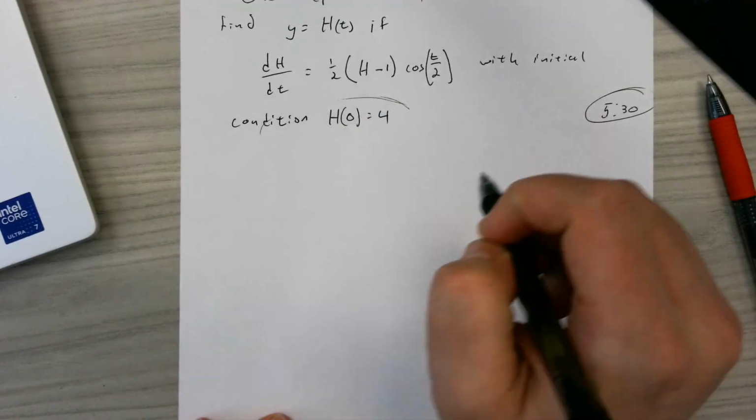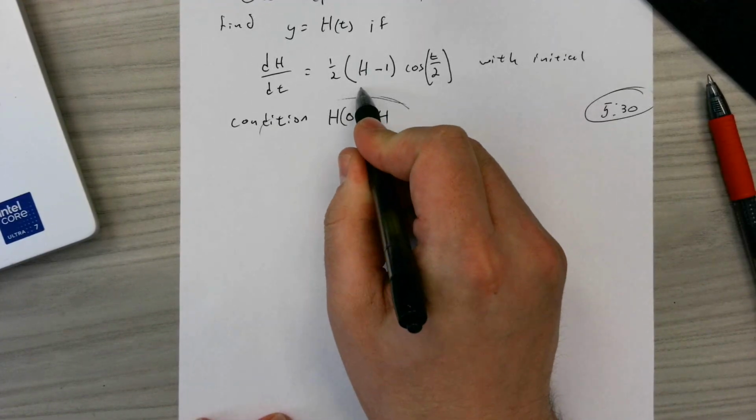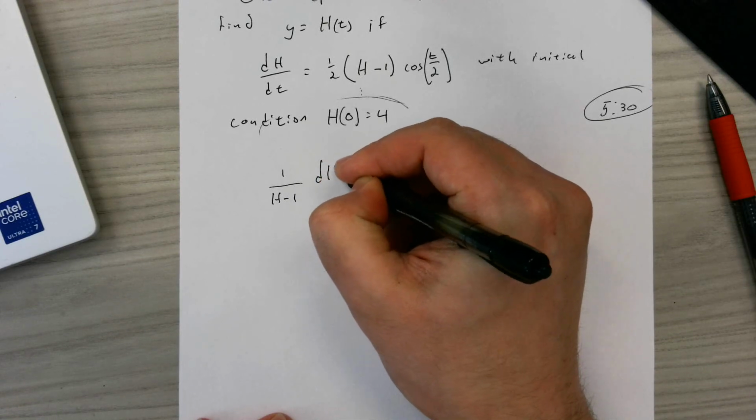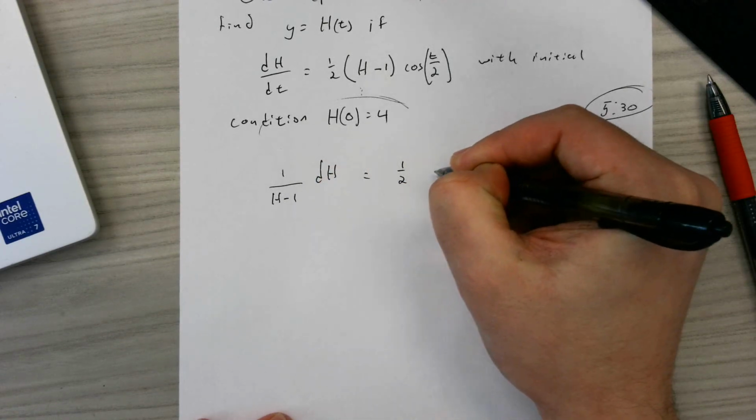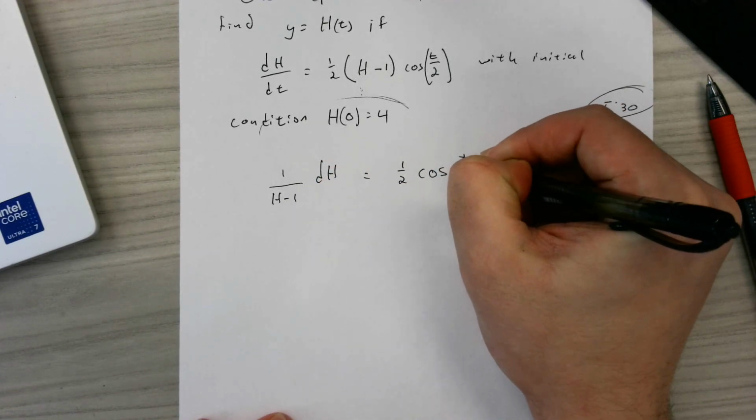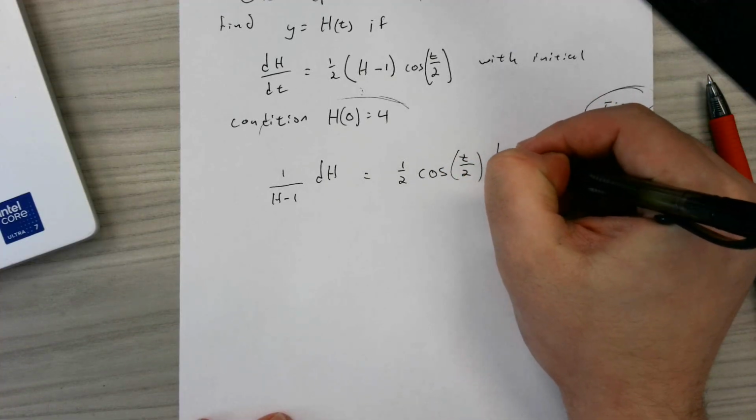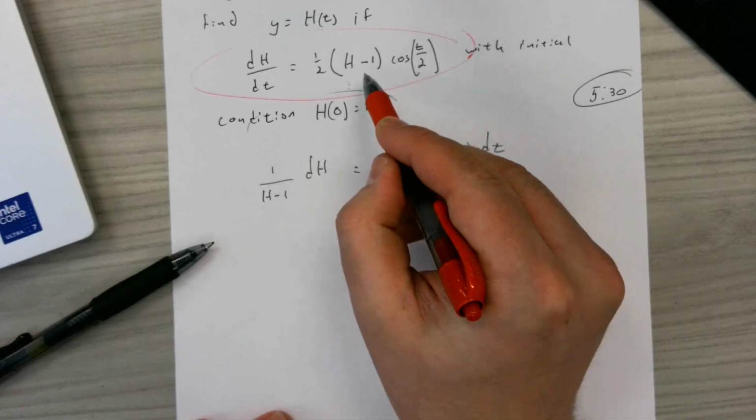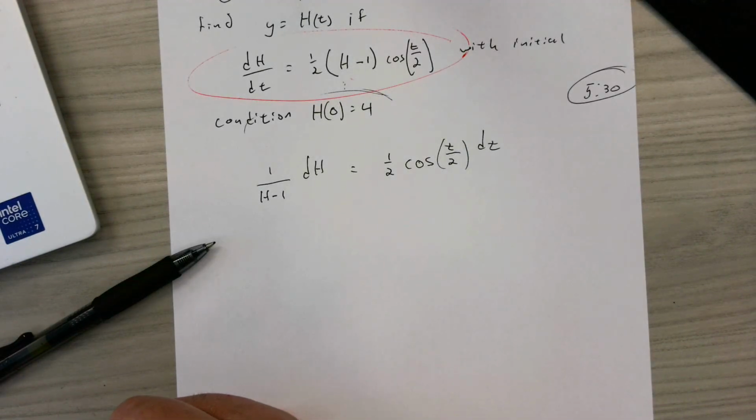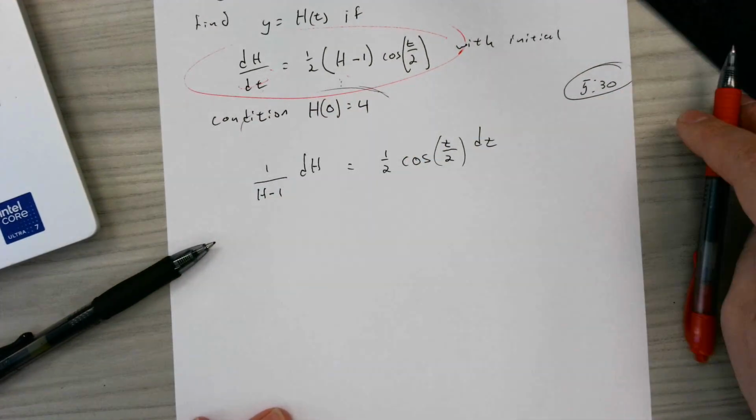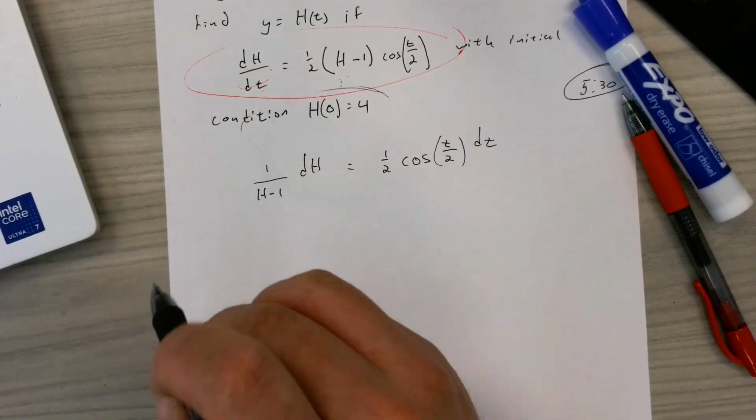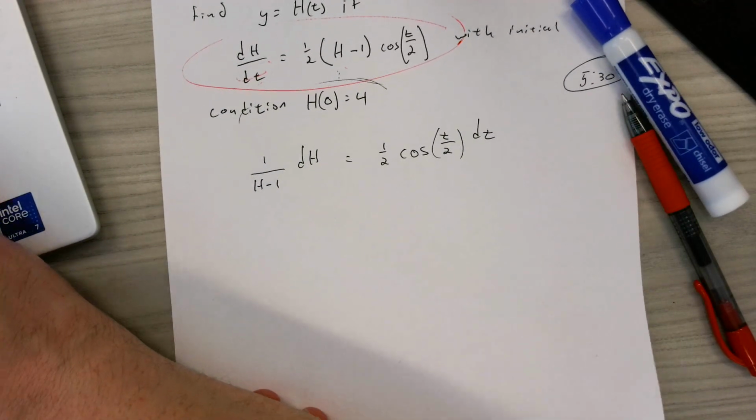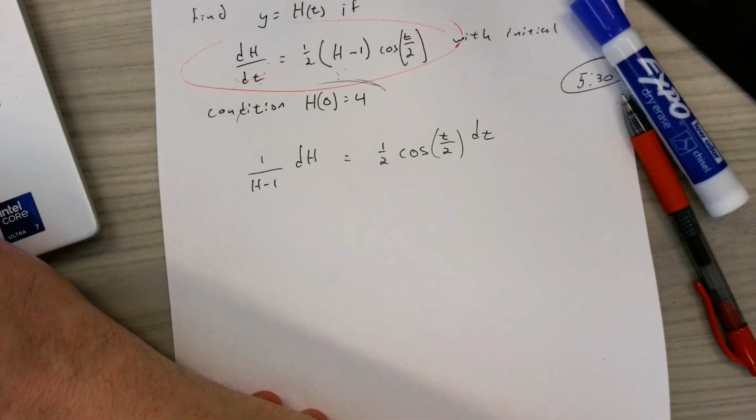Here's my initial condition. Here I've got h and t. After I use separation of variables here, I get 1 over h minus 1 dh equals 1/2 cosine of t over 2 dt. And again, that's by looking at this, dividing by h minus 1, and multiplying by dt on each side. There are 1,000 videos on this problem. I actually will. Do I have it easily here? No.